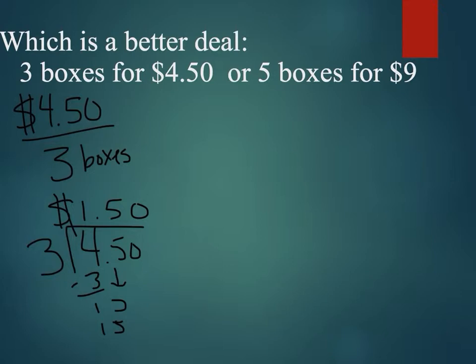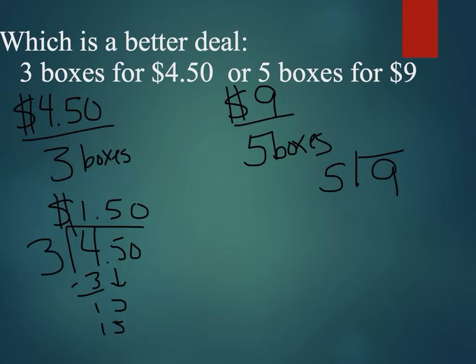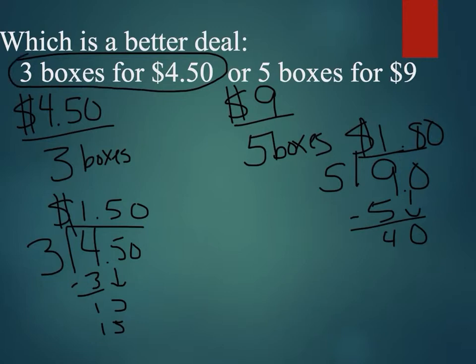Now in general, the more boxes you buy, the better deal you get, so let's check to make sure. Here $9 gives me 5 boxes. What I'm doing here is finding the unit rate for each one. So 9 divided by 5 is 1.80. So here, one box costs $1.80. I would say the 3 boxes for $4.50 is actually a better deal.